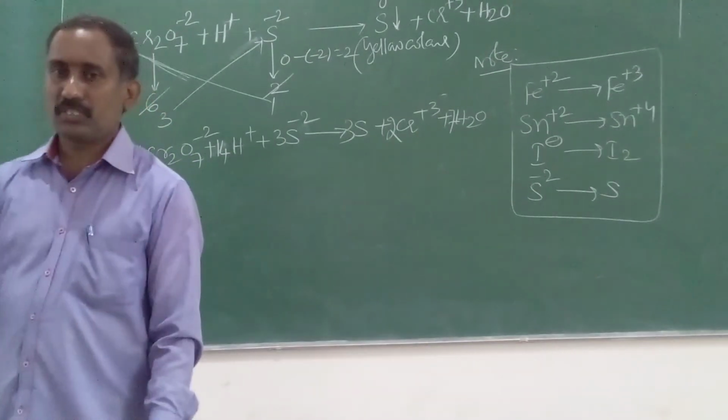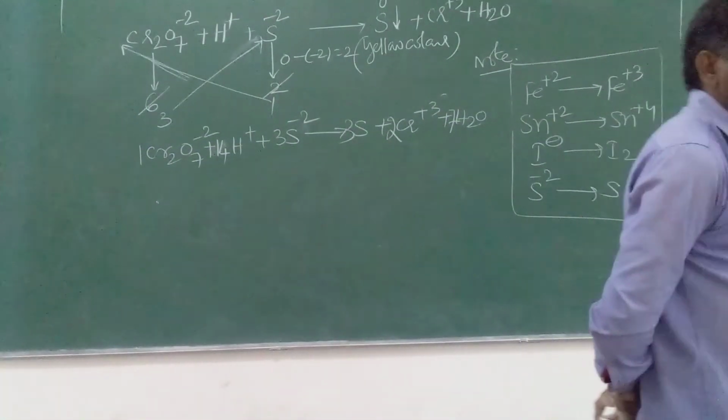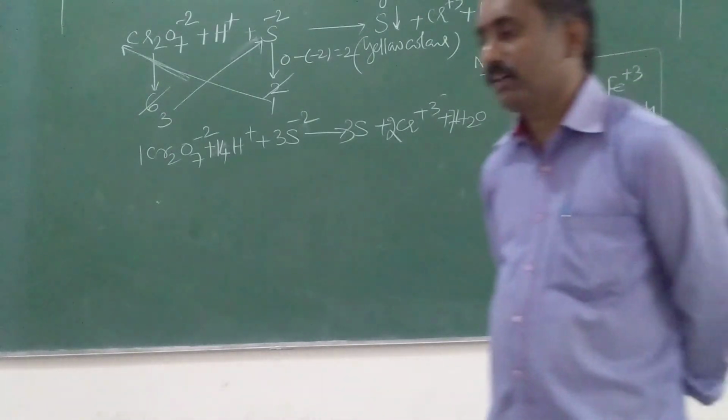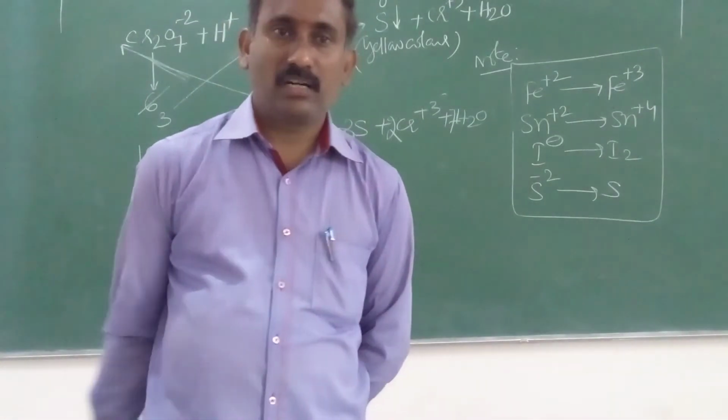How are they asking objective questions? Write down one question. Anyhow, the material questions are there. The number of moles of dichromate reduced by 1 mole of stannous chloride is dash. Like this they ask objective questions.